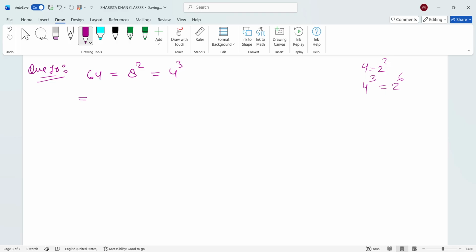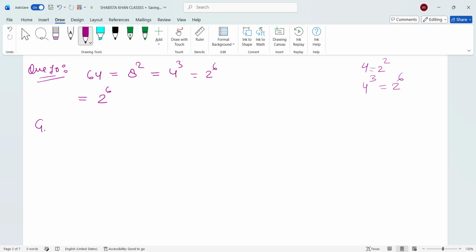In the case of 8 and 2, we know that 8 has 2 to the power 3, isn't it? Yes, okay. So 8 is 2 cube. If we interchange between 8 and 2 powers, then we have to go with 3 of 2. So 64 is equal to 2 to the power 6 without prime factorization, because 4 cube is equal to 2 to the power 6.